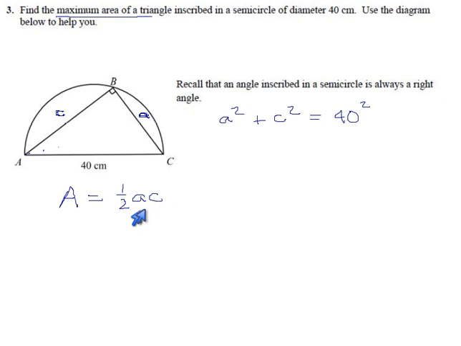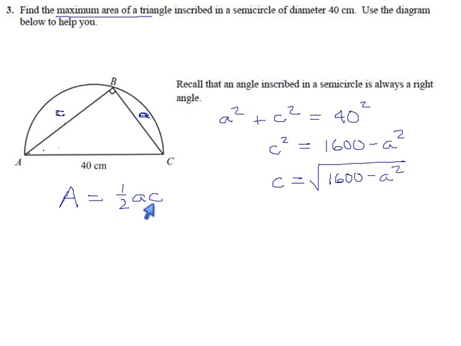And you've probably seen this before. We want to take a derivative here, but we have two variables. We have to get rid of a variable. Here's this other equation to the rescue. We can use this to get rid of either A or C, because we can say c squared equals 1600 minus a squared, and then c is the square root of 1600 minus a squared. Where we used to have c here, we can put this in its place: 1/2 a, and then c is all this.